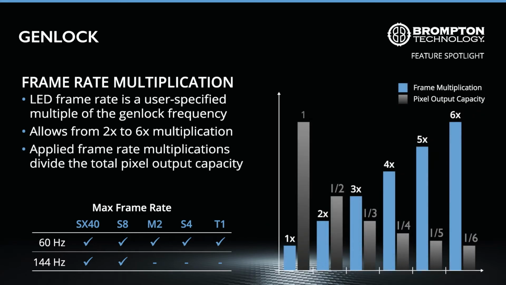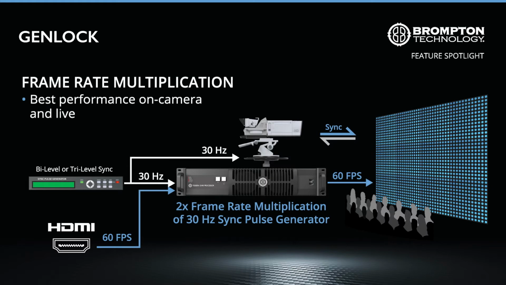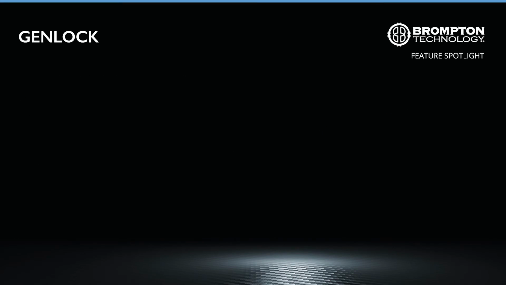Note that any frame multiplication factor applied will also divide the processor's pixel output capacity by the same factor, so it is important to take this into account early in the setup. However, by using a 2 times frame multiplication factor, a 60 frames per second video input can be genlocked to a 30 frames per second signal for the cameras. The 2 times factor ensures the video content will play at its original frame rate on the LED screens, while also being in perfect synchronization with the cameras, giving you the best possible performance for both live and television viewing.